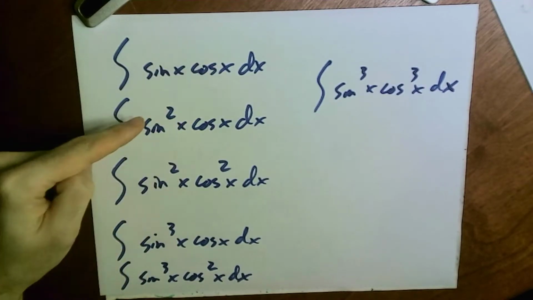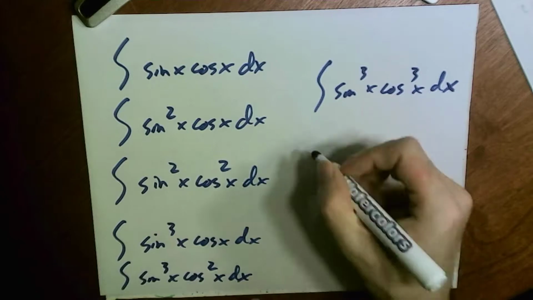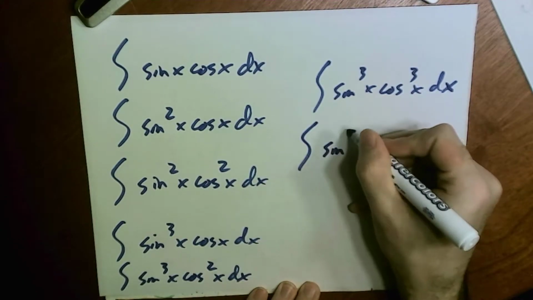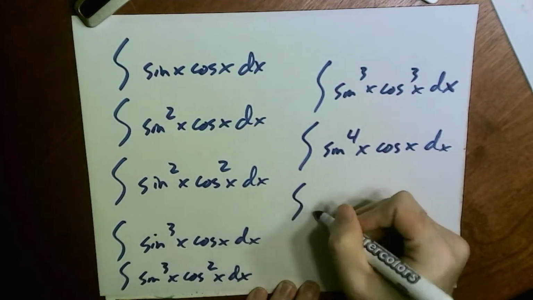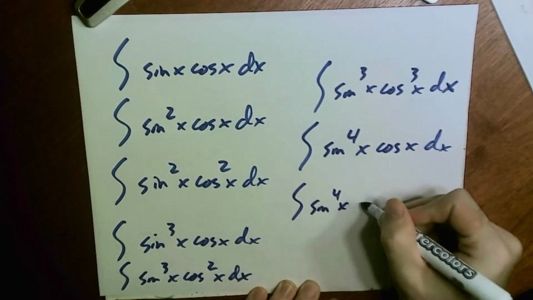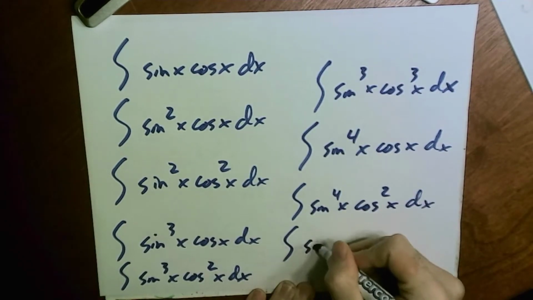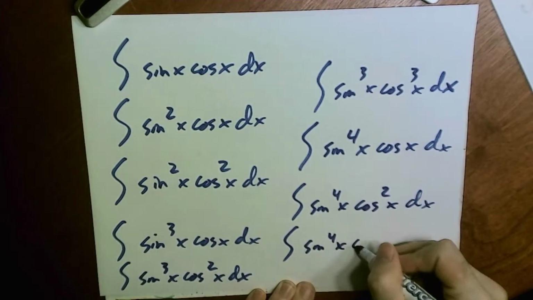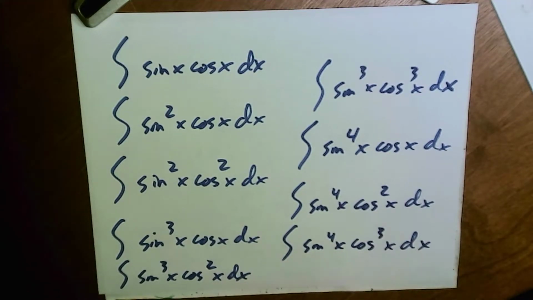Let's think about if that covers everything I wanted. So I have 1 and 1, 2 and 1, 2 and 2, 3 and 1, 3 and 2, 3 and 3. Let's add a few more. Let's talk about sine to the 4th x cosine x, and sine to the 4th x cosine squared x, and sine to the 4th x cosine cubed x. And there's where I'll stop. So why am I putting this many integrals on the page, right?